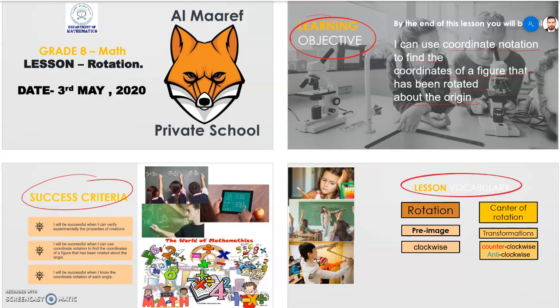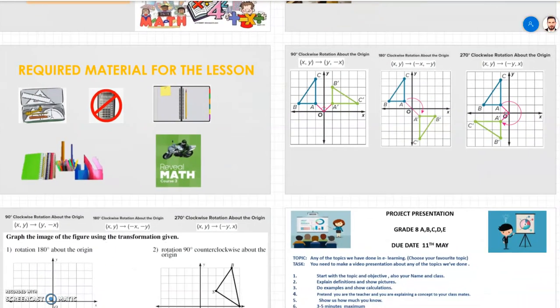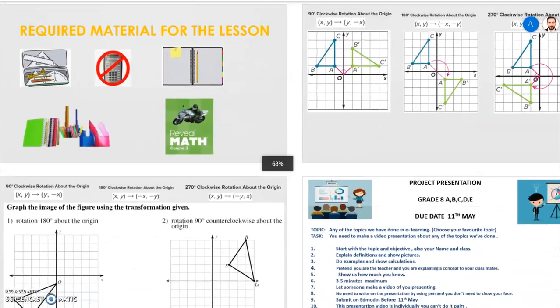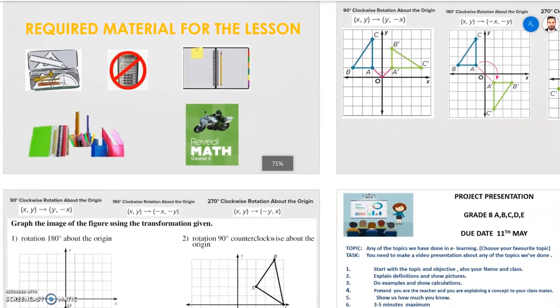Your vocabulary today is rotations, pre-image, clockwise, center of rotation, transformations, counterclockwise and anticlockwise. And why is it given the same rectangle? Because counterclockwise and anticlockwise have the same meaning. Don't forget your required materials: your textbook, copybook and pencil case. A calculator is not allowed.